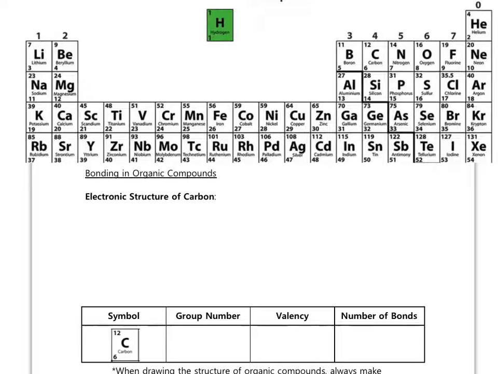So up at the top of this page, I've got a section of the periodic table, just the top half of the periodic table, and looking at carbon and where it sits in the periodic table. It's here.